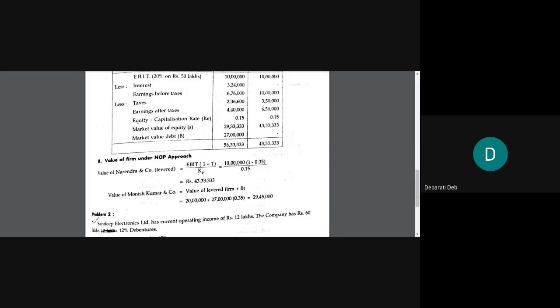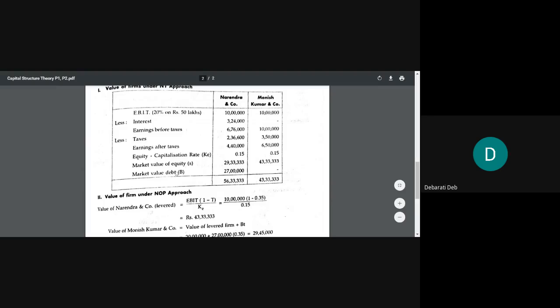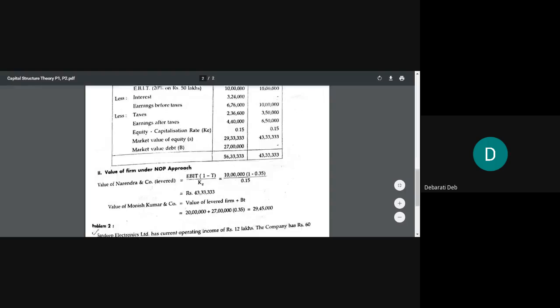While you see, there should be a difference between finding the value of the firm using the different models. See, NI approach, how did we find? First we found out the value of S, then B, then we added that. But while finding the value of the firm under NOI approach, we had followed a different formula for the levered firm, isn't it? Now in the traditional model, again we will follow almost the same technique as the NI approach.